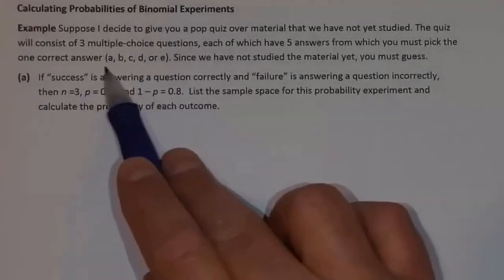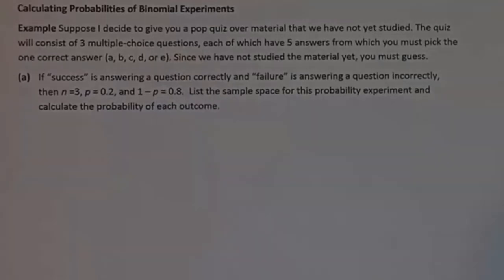Because there's 5 choices that you have to pick from, you have a 1 out of 5, 1/5 probability of guessing a question correct. And that means you have a 4 out of 5 probability of guessing a question wrongly. That's going to be the same for all 3 problems, so that probability is fixed. Whether you guess correctly for the first question is independent of whether you guess correctly for the second problem, and that's independent from whether you guess correctly on the third question. So this is a binomial scenario.